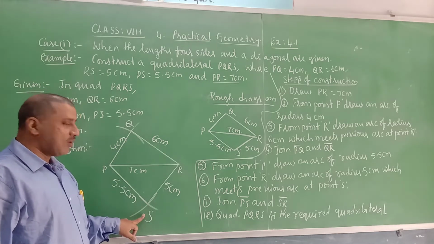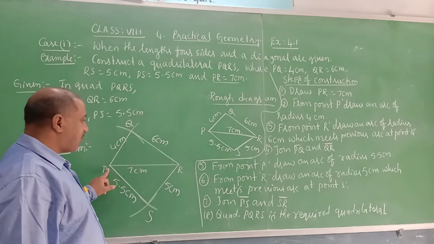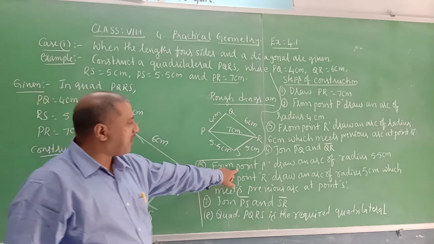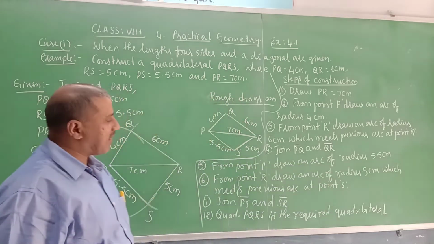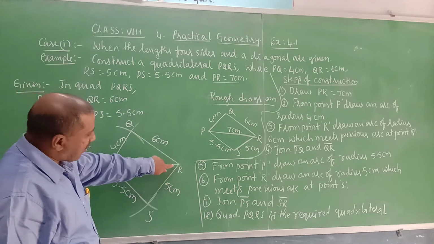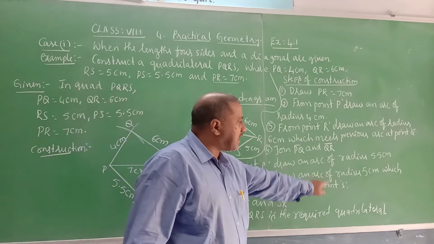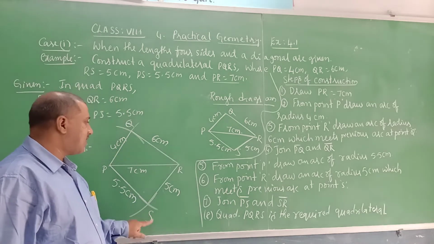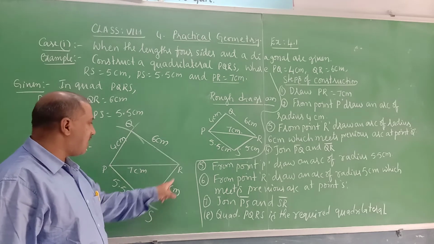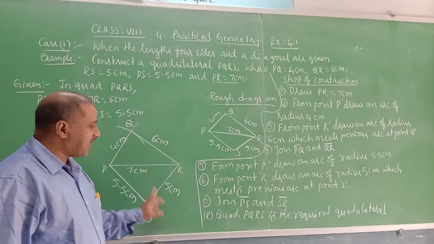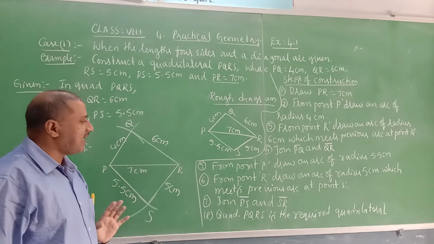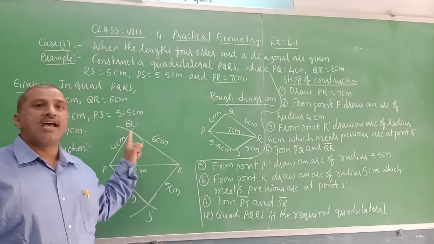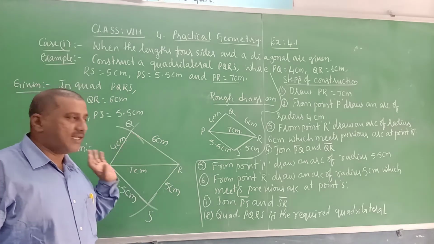Similarly, we will do the same below. Fifth step, from point P, draw an arc of radius 5.5 centimeters. Sixth step, from point R, draw an arc of radius 5 centimeters, which meets the previous arc at point S. Seventh step, join PS and SR. The eighth step is quadrilateral PQRS is the required quadrilateral. So like this, when we know the 4 sides and 1 diagonal, we will construct a quadrilateral in this way.